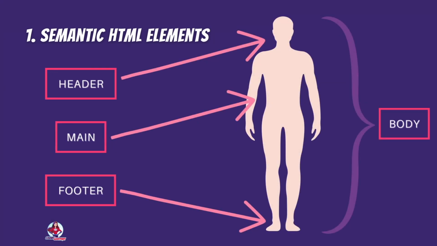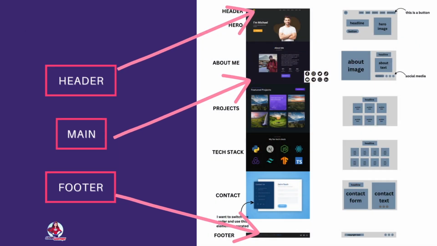These three elements we can compare to parts of the human body. The header is like the head, the main is like the body, and the footer is like the feet. The header and footer show the beginning and end of the web page, while the main element is everything in between. You can see it on our website prototype.